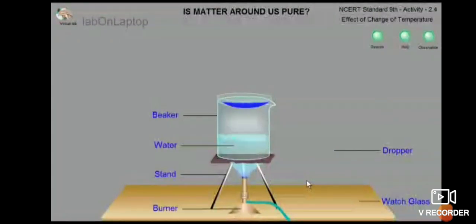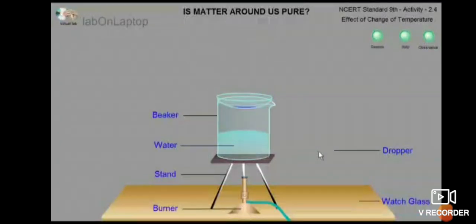Now if you observe, when the water starts boiling, the quantity of the ink is also decreasing. See here, the quantity of the ink is also decreasing. Now you can observe the water is still boiling, and the quantity of ink is also decreasing. Now switch off the burner.